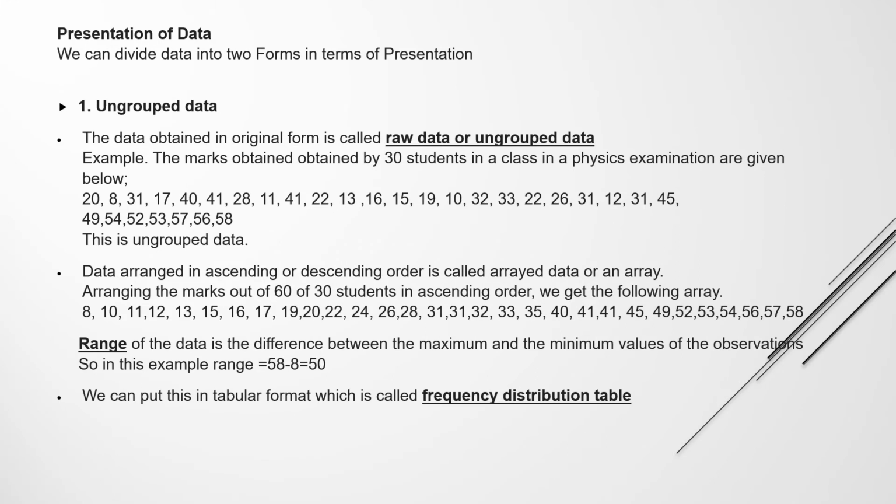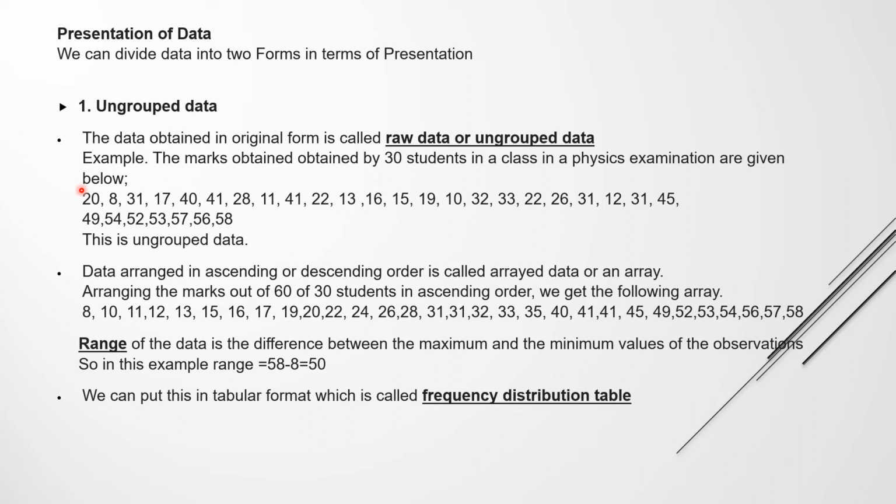Now, I have told you about the presentation of data. When we are presenting the data, we can divide it into two forms: ungrouped data or grouped data. The first definition that comes here is what raw data or ungrouped data is. When the data is obtained in the original form, whatever form we collect it in, it is called raw data or ungrouped data.